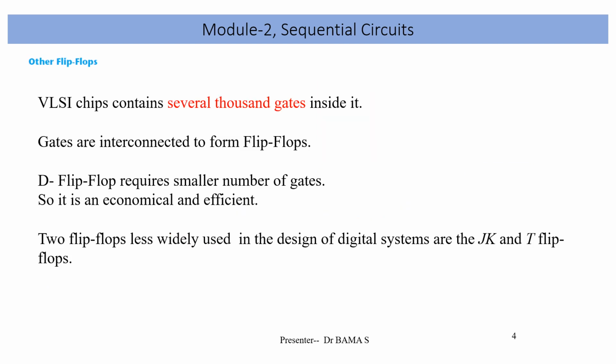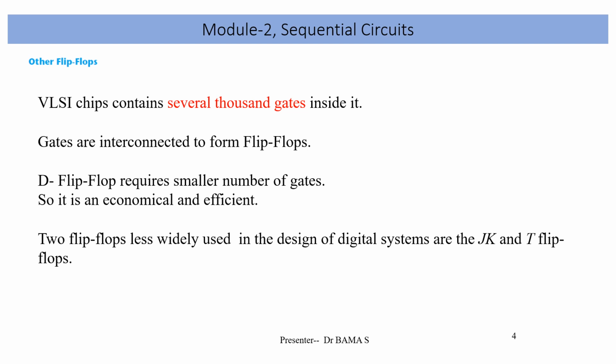A single VLSI chip contains several thousands of gates inside it. And we know that gates are interconnected to form flip-flops as well as latches. Since the D flip-flop requires a smaller number of gates, it is an economical and efficient flip-flop. There are two other flip-flops which are less widely used but are popular: the JK flip-flop and the T flip-flop.